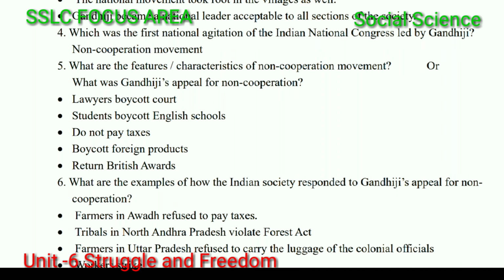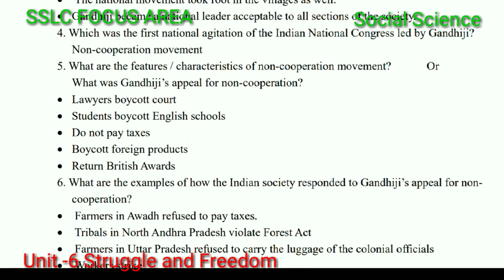Lawyers boycott court. Students boycott English schools. Do not pay taxes. Boycott foreign products. Return British awards. These are the characteristics of the non-cooperation movement.